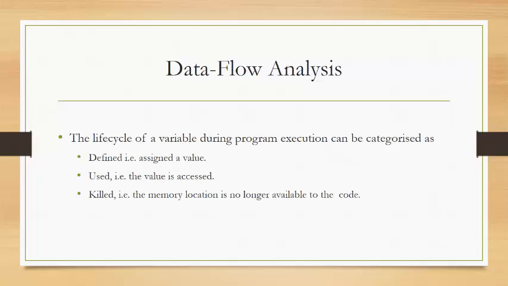So basically, in a data flow analysis question, you'll find that the life cycle of a variable during program execution can be categorized into three. That is, the variable is being defined with a value or declared. The second one is the variable is being used somewhere in the program, and finally the variable is killed. That is, it's deallocated from the memory.